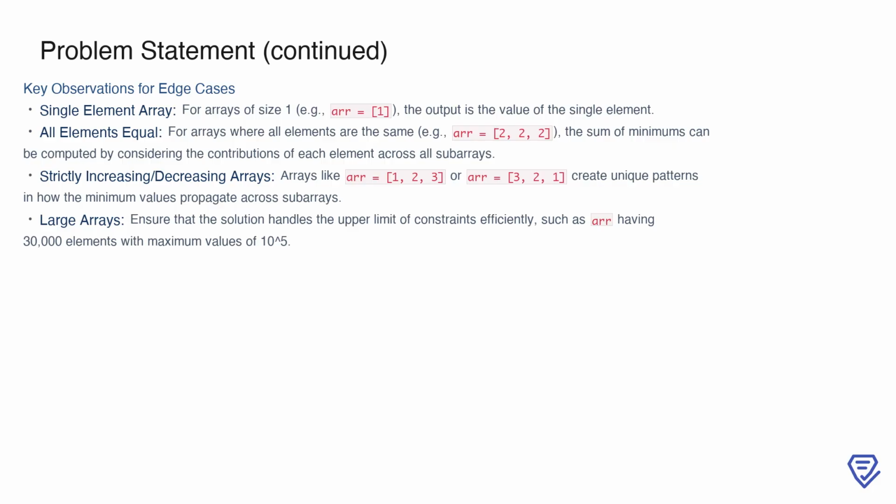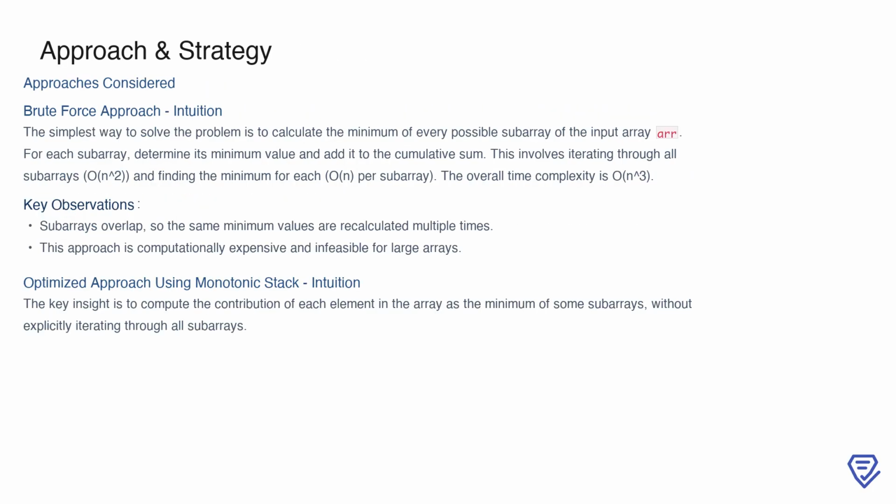Finally, for very large arrays, such as one with 30,000 elements where each value is the maximum of 100,000, it becomes crucial to use an optimized approach to handle the calculations efficiently within the constraints. To start, let's explore the brute force approach. The idea here is straightforward: calculate the minimum value for every possible subarray of the input array. For each subarray, we determine its minimum and add that value to our cumulative sum.